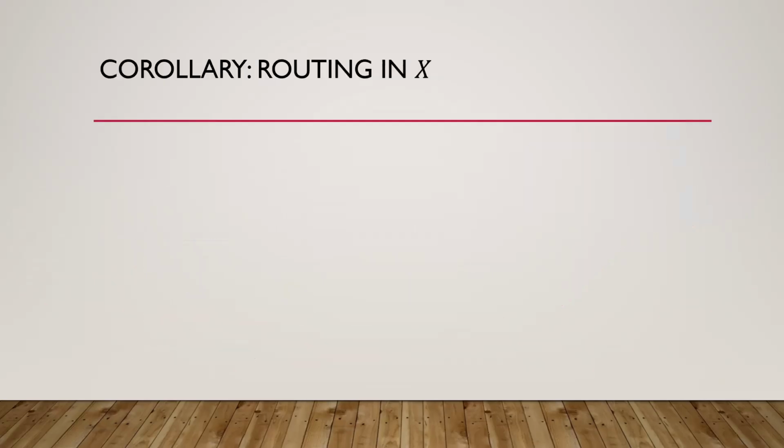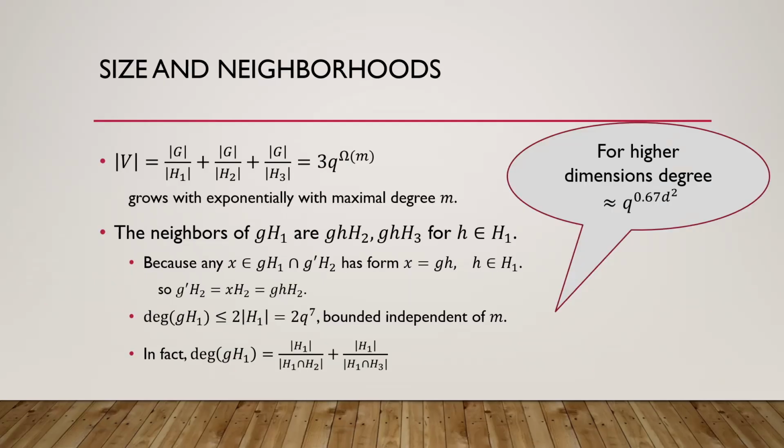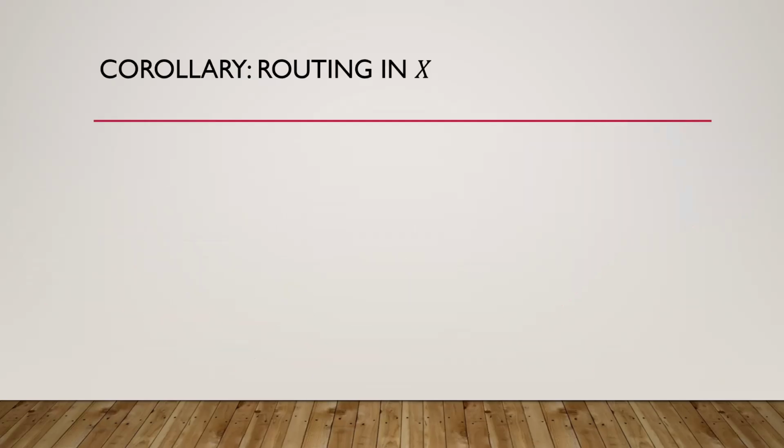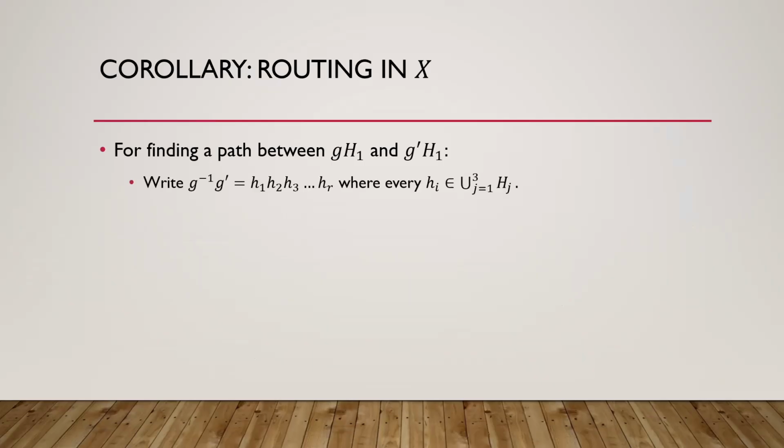Another nice corollary of this nice formula for neighbors is that it gives us a very simple, structured routing algorithm to construct paths between pairs of vertices inside these simplicial complexes. So imagine we want to take a path from GH1 to G'H1. What we really do is write G inverse times G' as a product of matrices where every matrix is inside the subgroup.